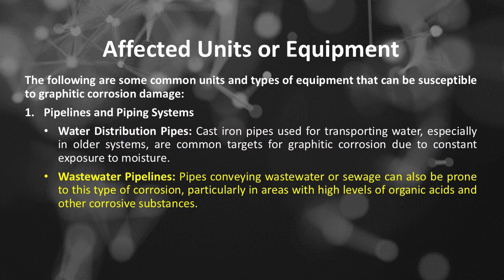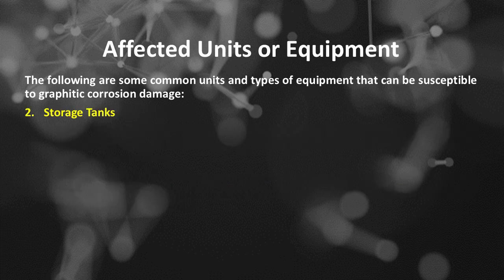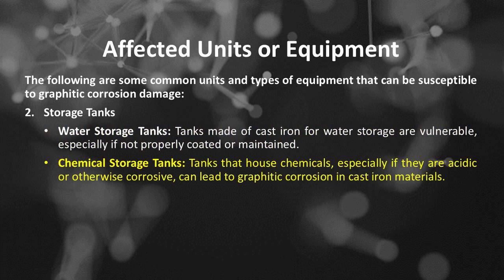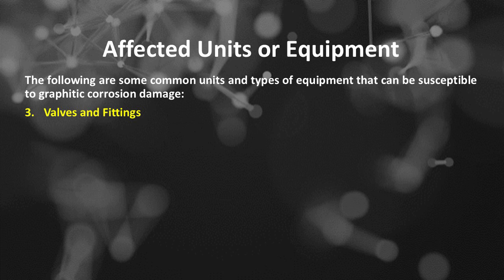Wastewater pipelines, pipes conveying wastewater or sewage can also be prone to this type of corrosion, particularly in areas with high levels of organic acids and other corrosive substances. Number 2 is storage tanks. Water storage tanks, tanks made of cast iron for water storage are vulnerable, especially if not properly coated or maintained. Chemical storage tanks, tanks that house chemicals, especially if they are acidic or otherwise corrosive, can lead to graphitic corrosion in cast iron materials. Number 3 is valves and fittings.